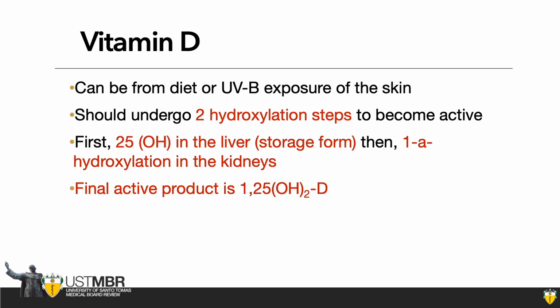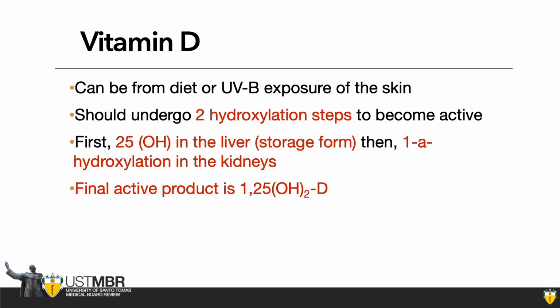It will eventually be activated to the active vitamin D by 1-alpha hydroxylation in the kidneys, which is also regulated by the parathyroid gland. So the final active product is 1,25-dihydroxyvitamin D.